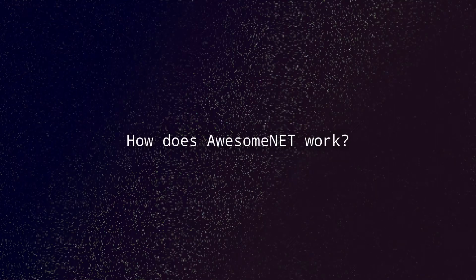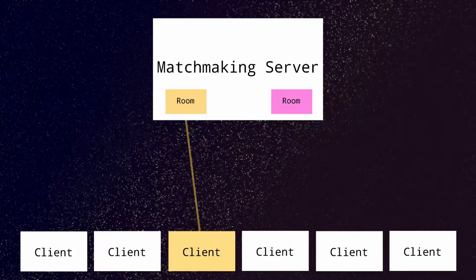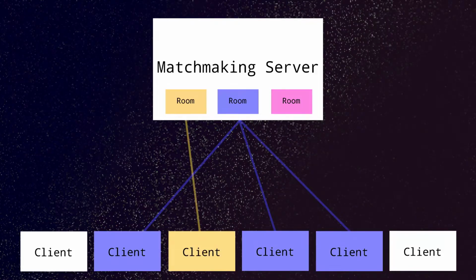So, how does AwesomeNet work? Let's first talk about matchmaking. You host the AwesomeNet server software on your local server or your PC. The IP or hostname of the server is known by all clients of your game, so they can automatically connect to the matchmaking server. Once connected, the player has a bunch of possibilities. He can create a game room on a certain map and advertise it for others to join. He can join a game room advertised by others, or he can start an offline game.